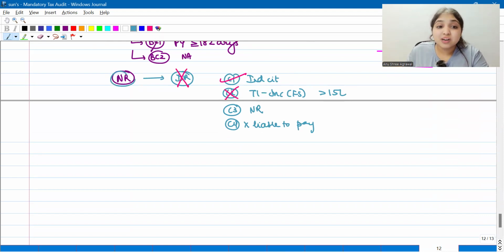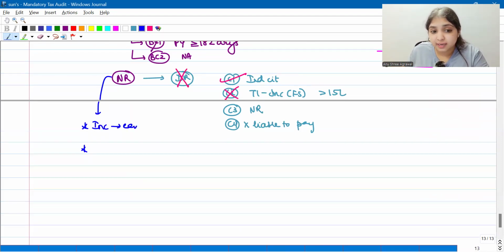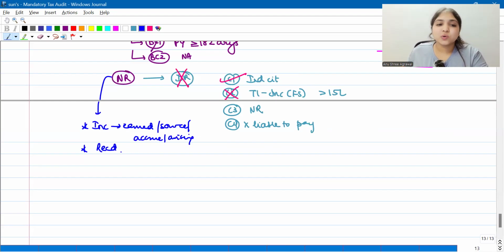So what is my assessee now? Non-resident. Because the assessee is a non-resident now, what is the scope of total income, guys? What are the incomes which should be taxable? Only 2 incomes will be taxable. Number 1, incomes which are earned in India, or you can say sources in India, or you can say accruing or arising in India. And number 2, incomes which are received in India. So only these 2 incomes will be taxed for the assessee.